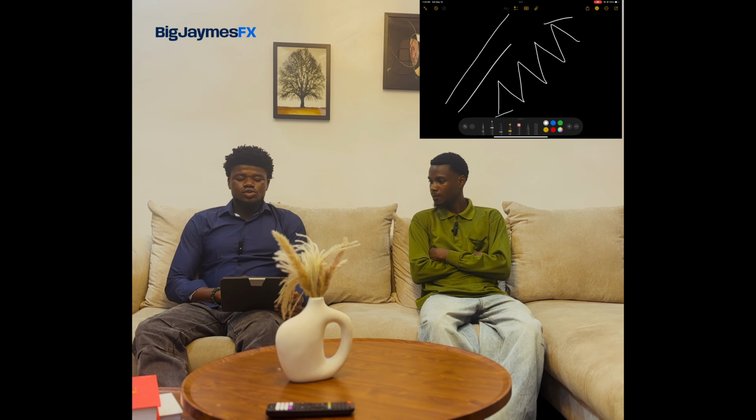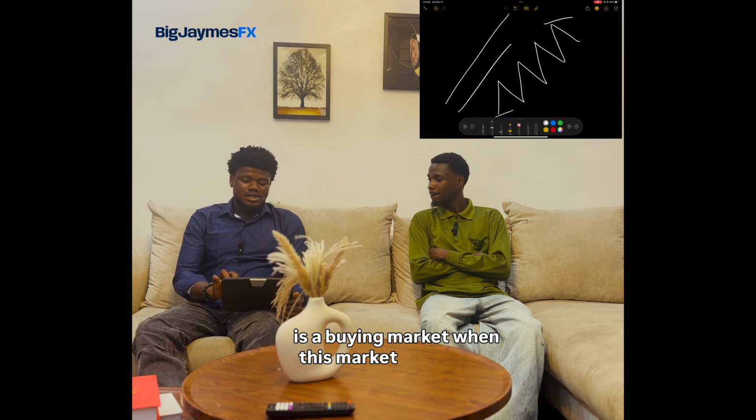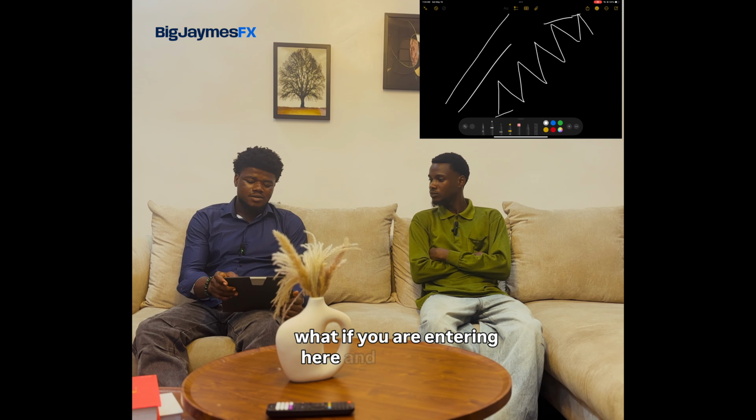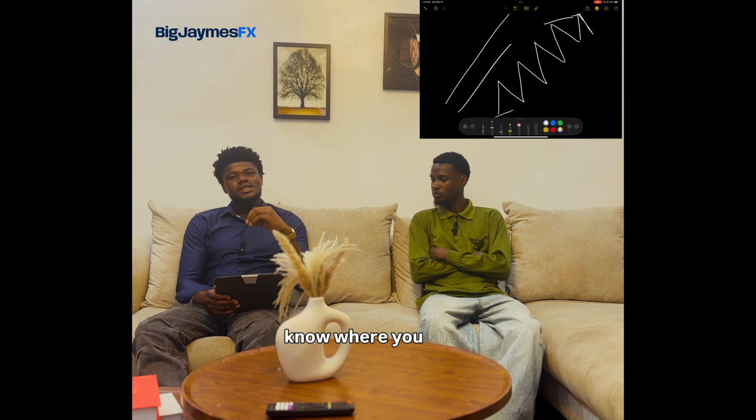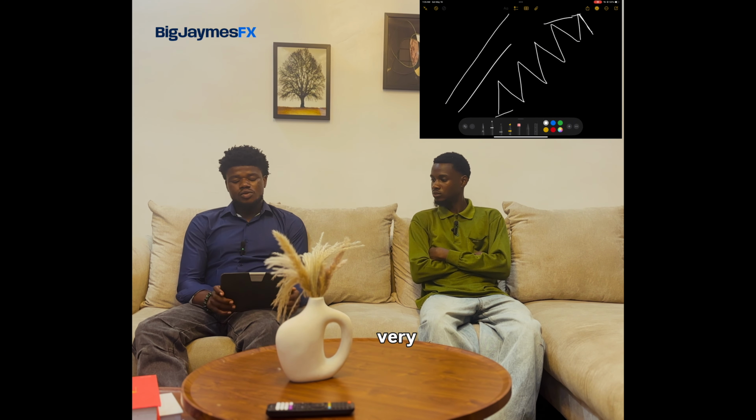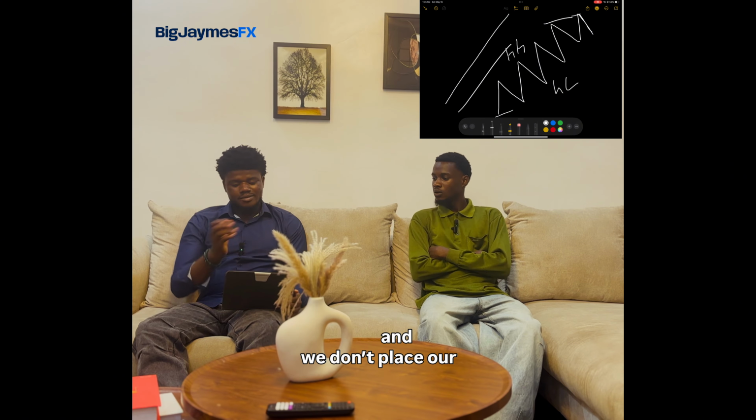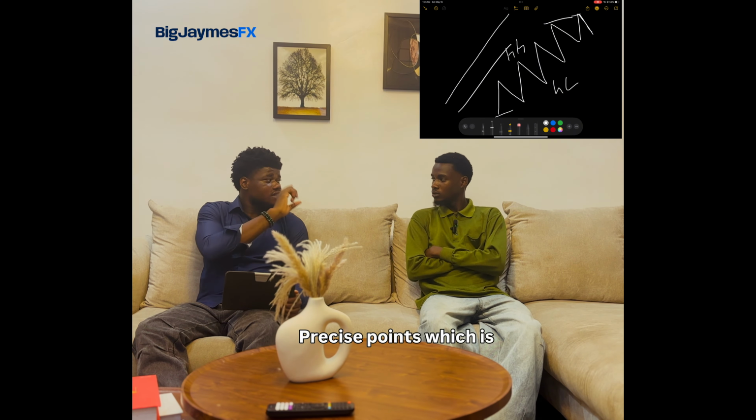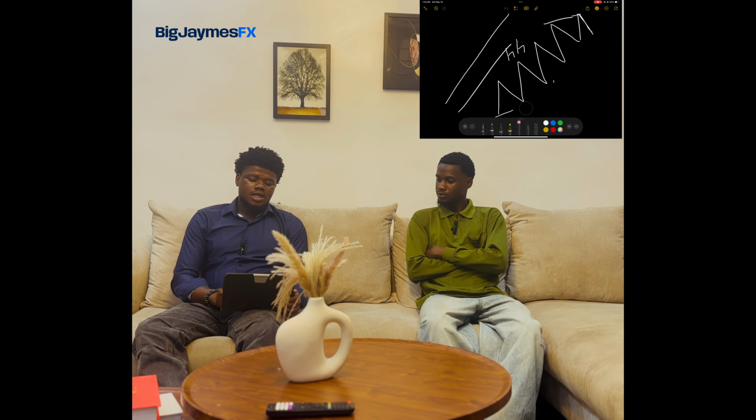You don't want to enter the market when it has gone up and is trying to come down, regardless of it being a buying market. What if you enter here and the market is coming down? You've lost money. So you should know where to place a buy. It's very important. We place our buy at our higher low, and we don't place our buy at the higher high. Regardless of it being a buy market, there's a systematic, precise point, which is the higher low. So that's that for a buying market.